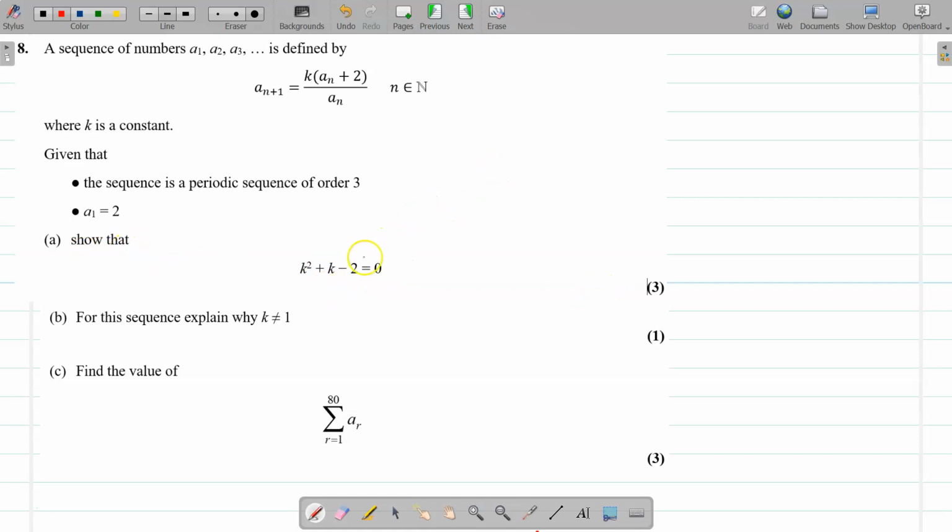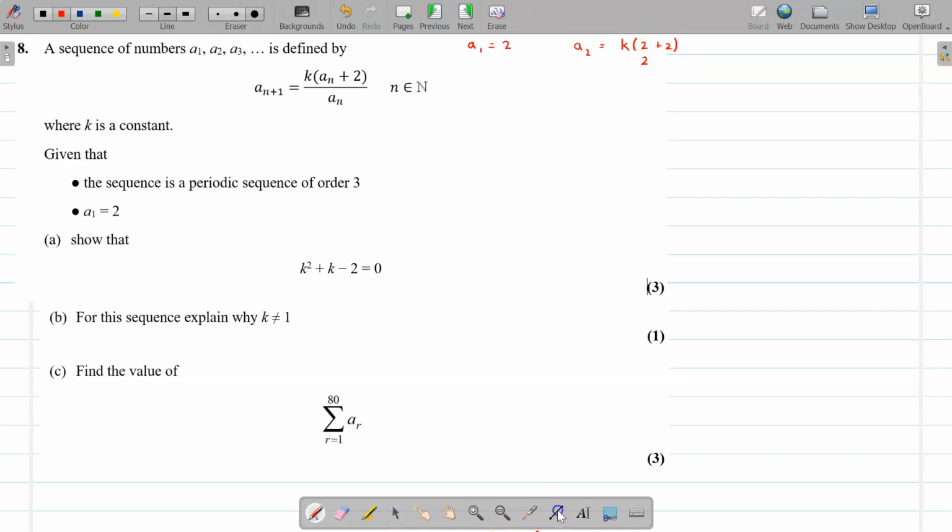So we need to do some working out. So I'm going to start by saying, right, well, we know A1 is, I'll do it from here, I think, so I've got space. A1 equals 2. Okay, we're given that. Now, to get A2, okay, we know that A2 is equal to K times A1 plus 2, okay, just using this here, divided by 2.